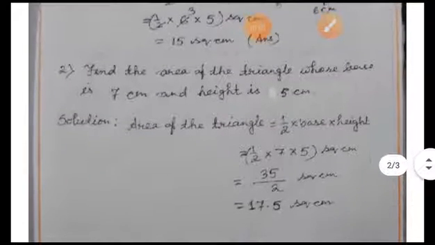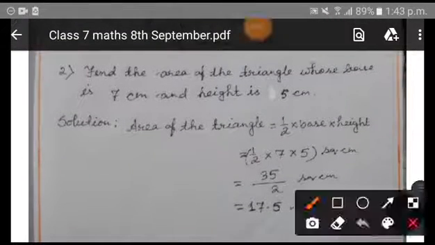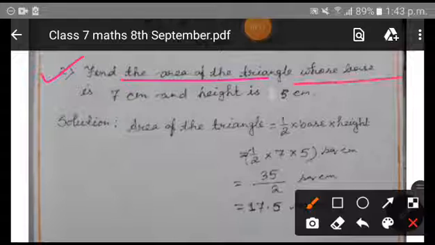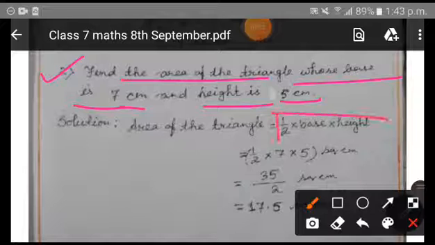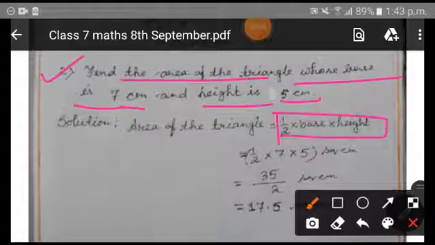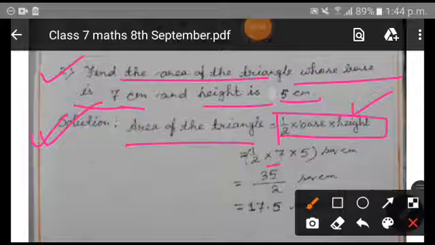Next, in question number 2, the question is: find the area of the triangle whose base is 7 cm and height is 5 cm. So again the base and height are given and you will have to find the area of the triangle. Again we will use the same formula, half into base into height. So you will write in the solution: area of triangle equals half into base into height. Put the value of base, that is 7, and height, that is 5. So half into 7 into 5.